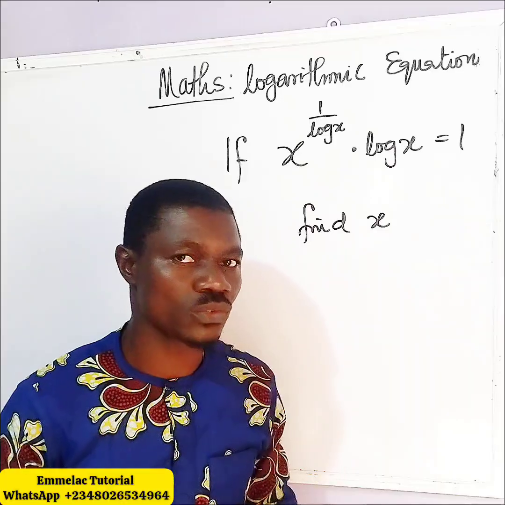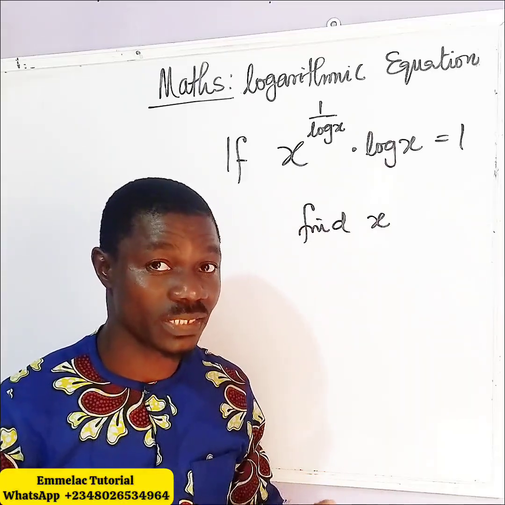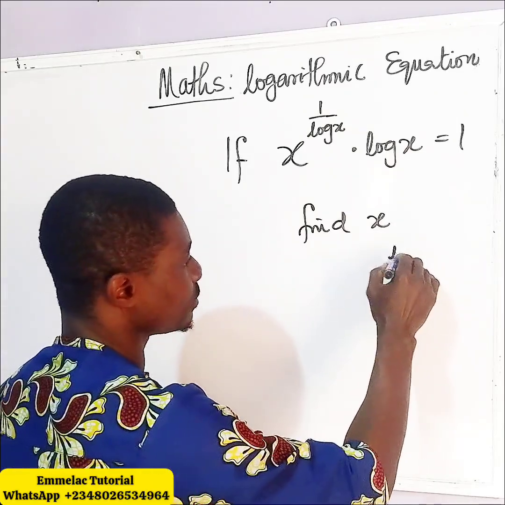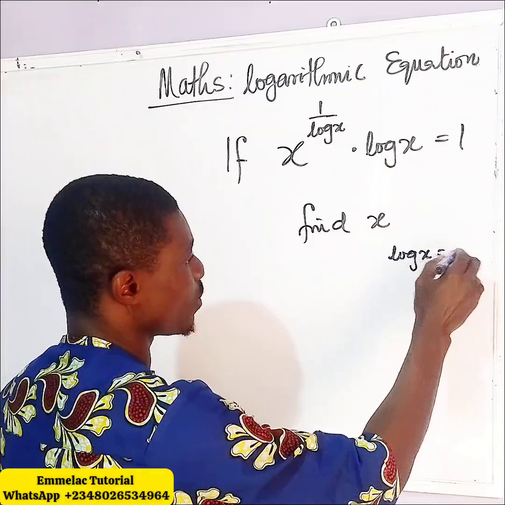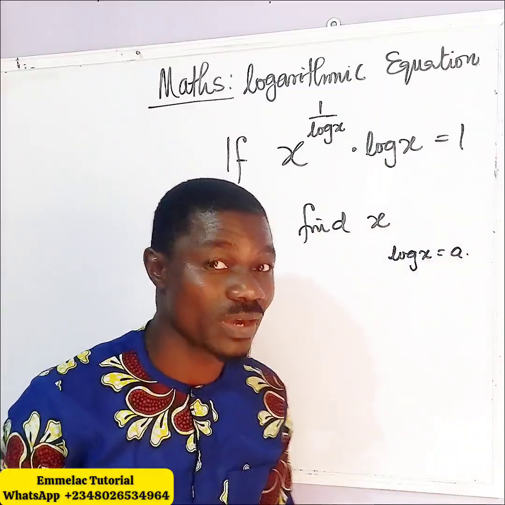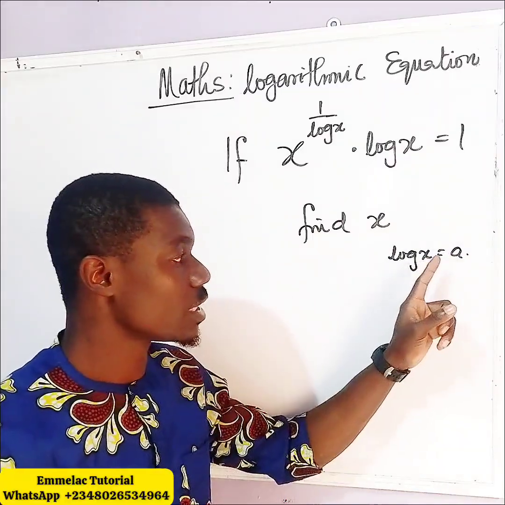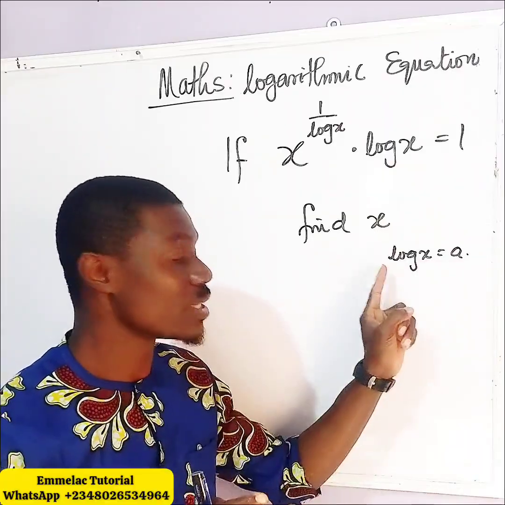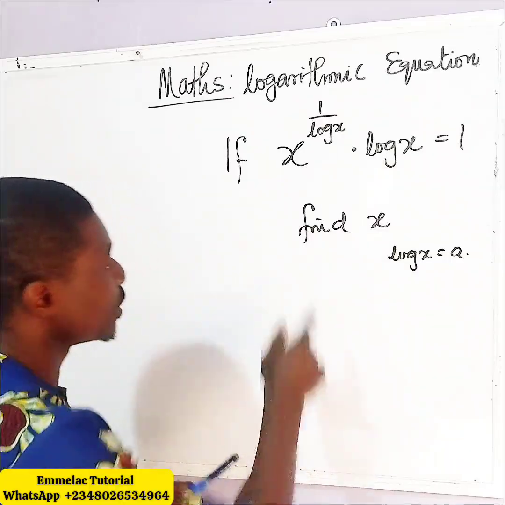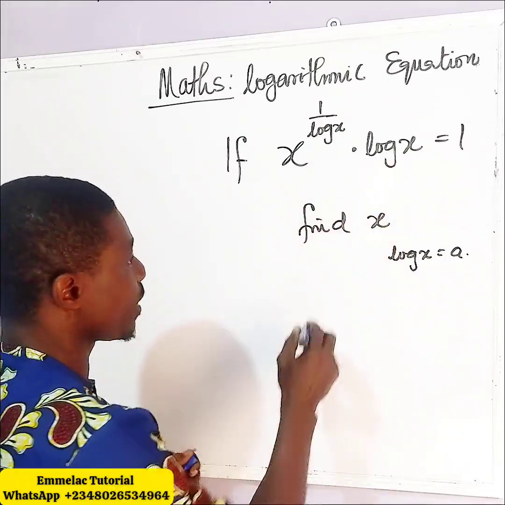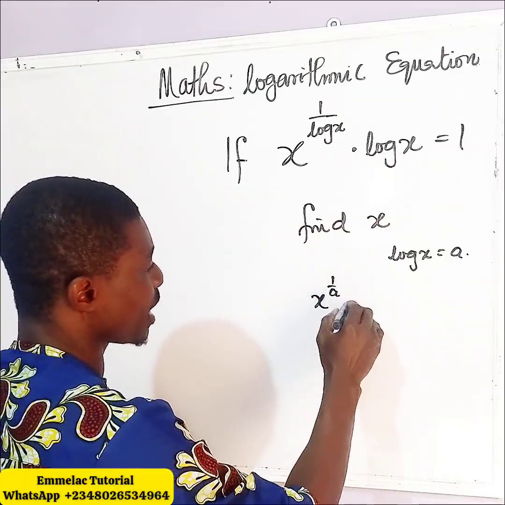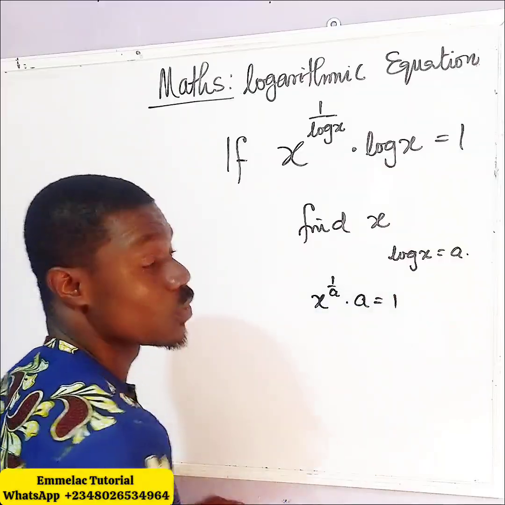Now for us not to complicate our issue, let's do this. Let's make log x equal a. Which means wherever you see log x, replace it with a. And remember, we are dealing with log. Okay? So the whole of this equation here becomes x raised to the power of 1 over a, times a, equals 1.